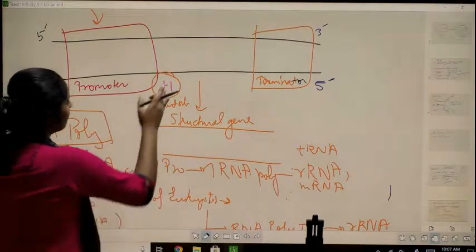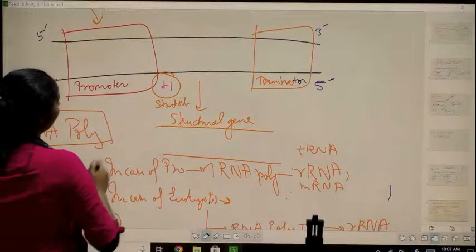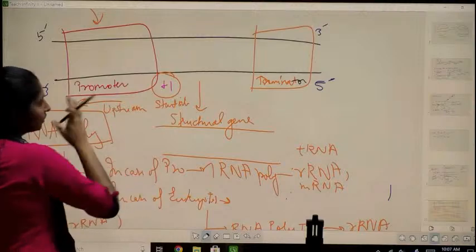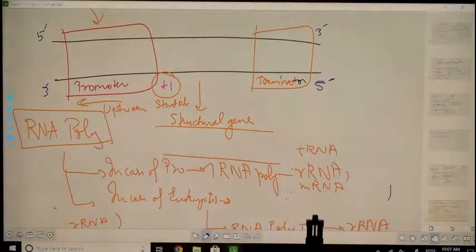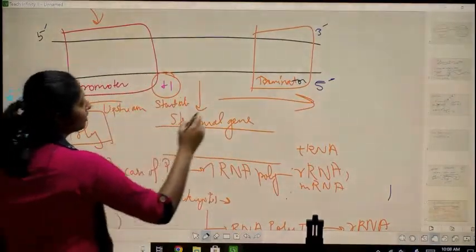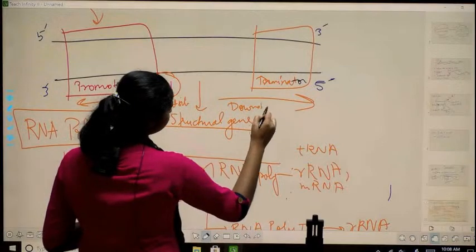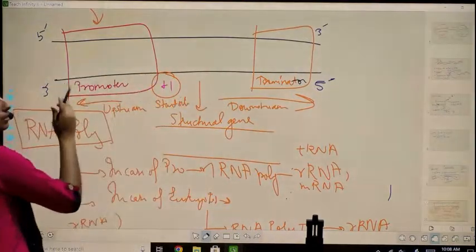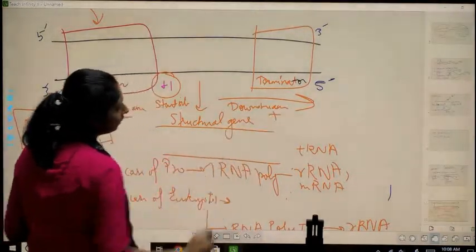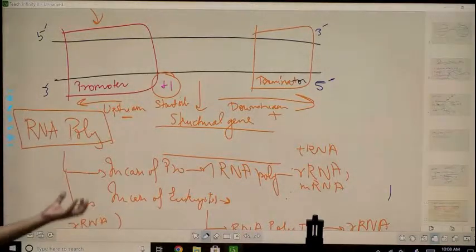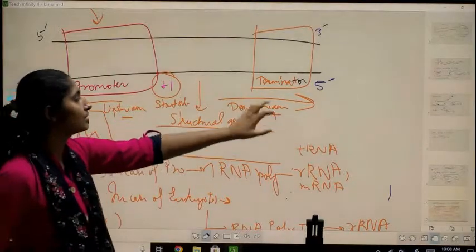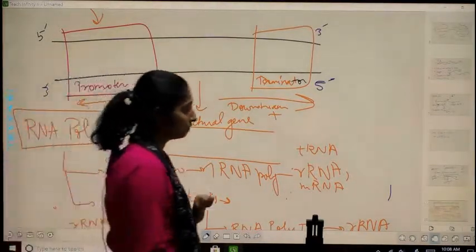The sites before +1 are referred to as upstream sequences. Any sequence that is present before the start site, or preceding it, is known as the upstream sequences. And sequences that come after it are known as downstream sequences. All the upstream sequences are denoted with a minus sign and the downstream sequences are denoted with a plus sign. As an example, we can say the promoter is present upstream of the structural gene, or the terminator sequence is downstream of the structural gene.